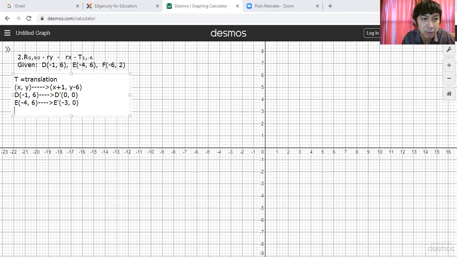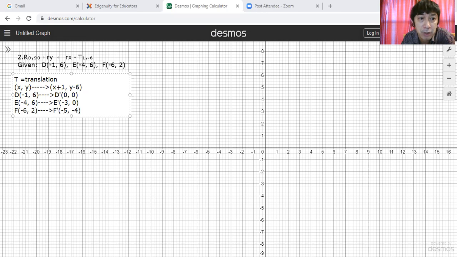The third point is F, negative 6, 2, and the arrow, and we're doing the F prime now. Rule is x plus 1, so negative 6 plus 1. Our x this time is negative 6; we add 1, that gives us negative 5. Then the next rule is y minus 6. Our y this time is 2, so 2 minus 6 is negative 4. And we're done with the first transformation.